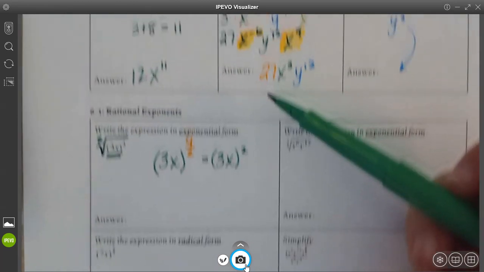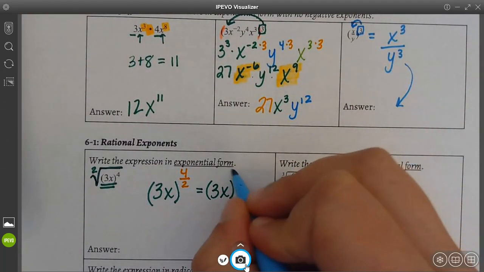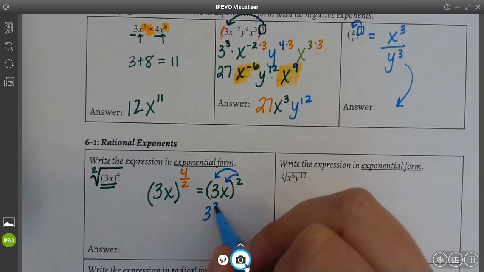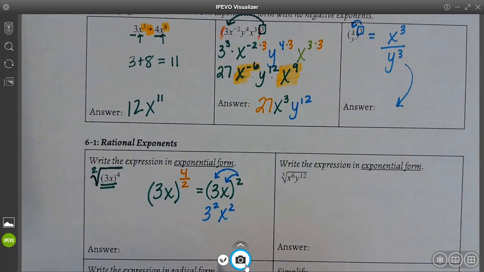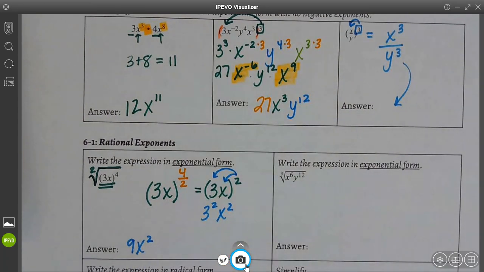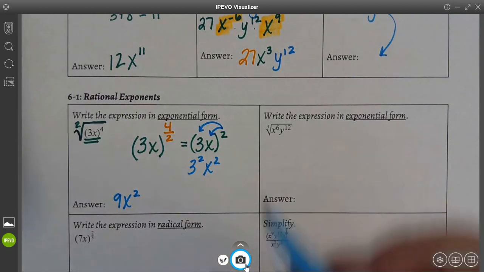And using our properties of exponents that we did up above, remember that this 2 gets to be applied to each of these terms. So that's going to be 3 squared times x squared, which is going to simplify to be 9x squared. 3 squared is 9, x squared just gets to stay the same. We can do the same thing in our next problem here.